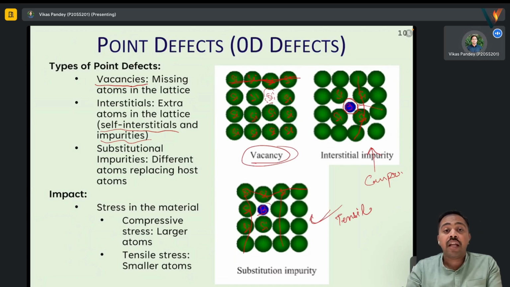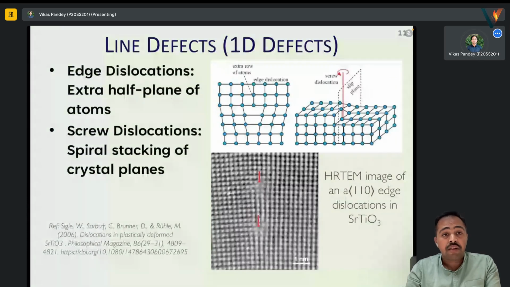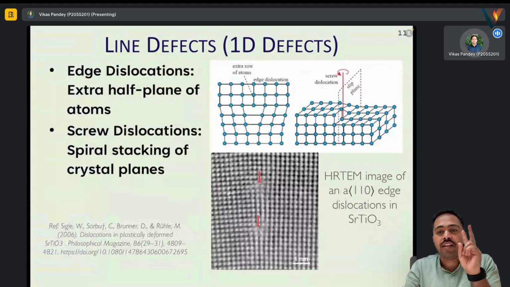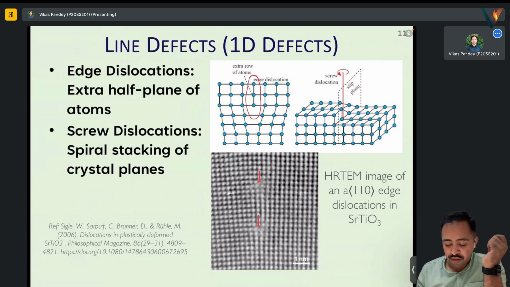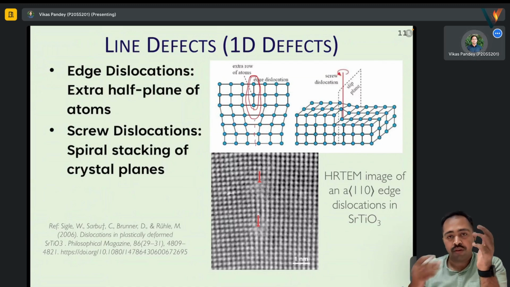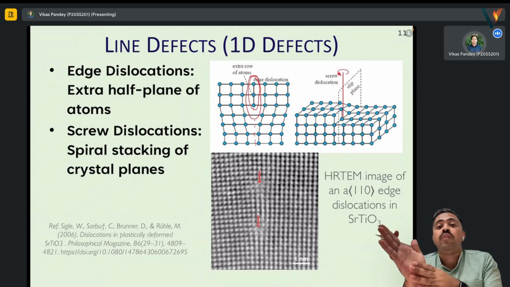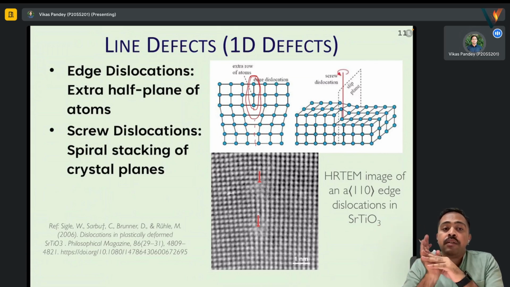Then comes line defect. Here, in this case, there are edge dislocations or screw dislocations. Like there are two types of dislocations in case of line defect: edge dislocation or screw dislocation. In case of edge dislocation, an extra half plane of atoms, like you see here, this is not going completely, but it is just a half or incomplete plane of atoms that is present, and this is leading to something called edge dislocation.